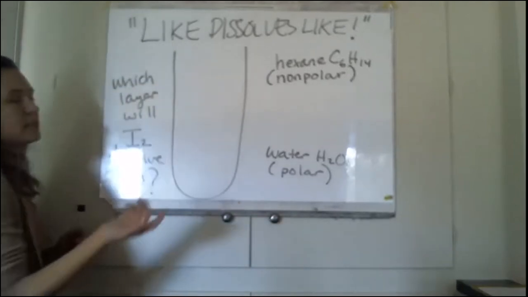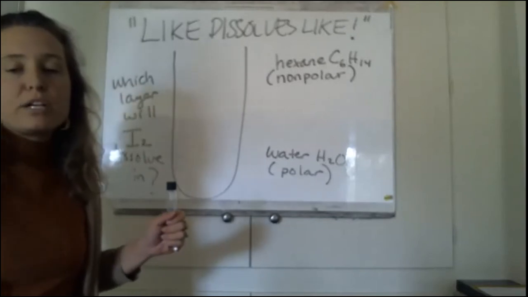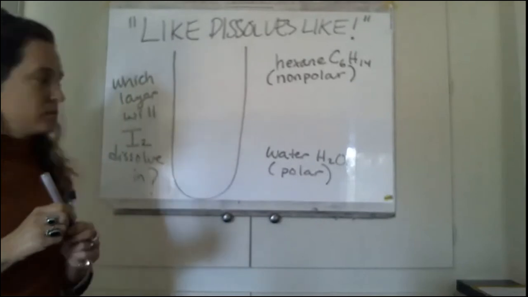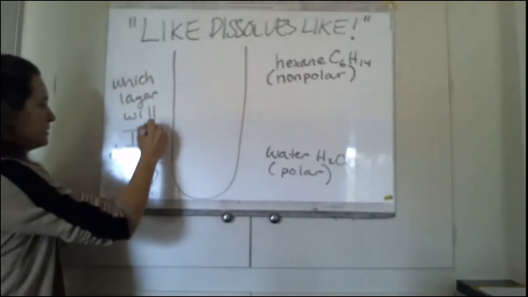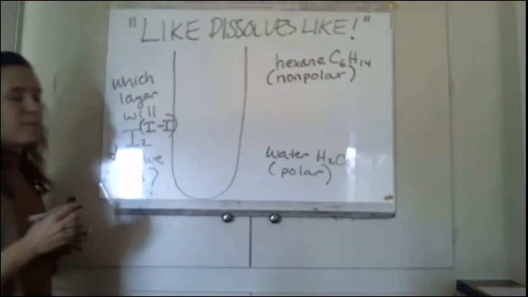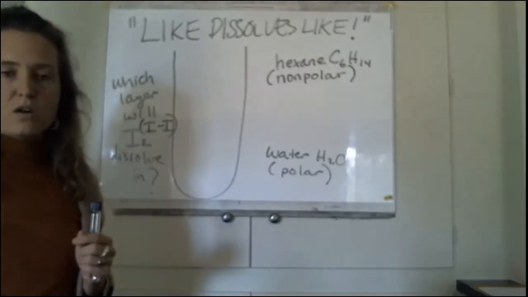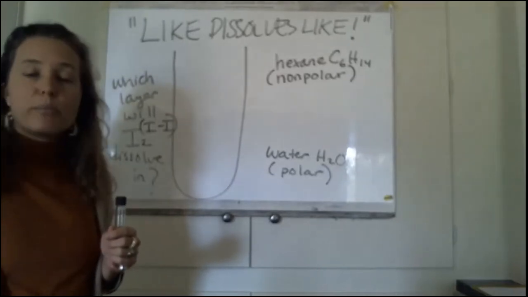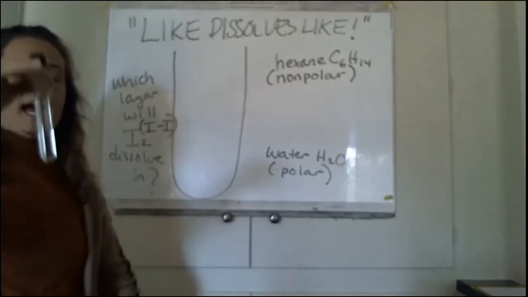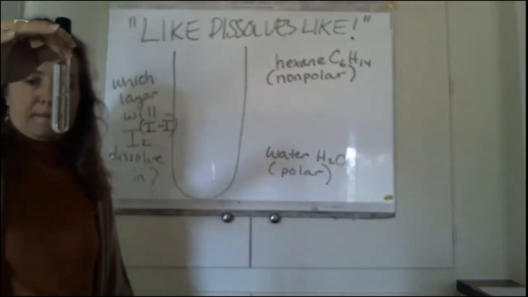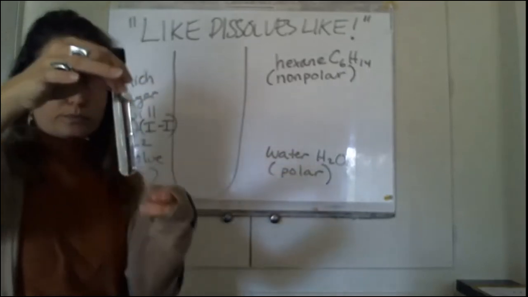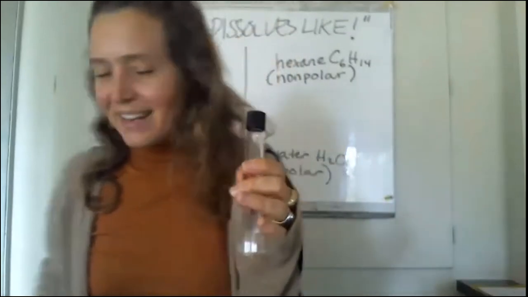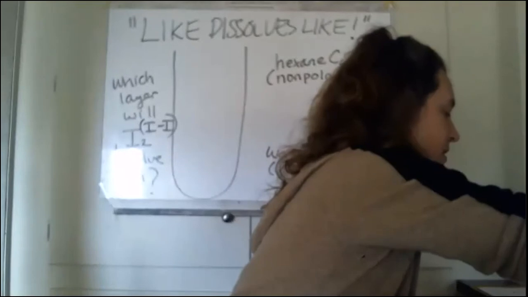So the question is, is I2 polar or nonpolar? Is there a separation of electron density for I2? I2 looks like this. Is there a separation of electron density there? No, so it's nonpolar. So if I2 is nonpolar, which layer will it dissolve in, the hexane or the water? Okay, cool, we're getting a lot more hexane answers here.